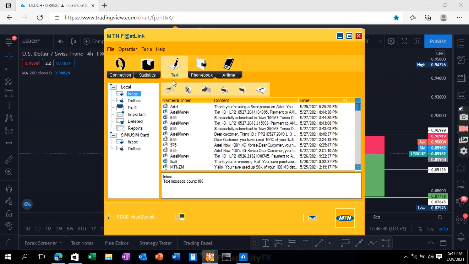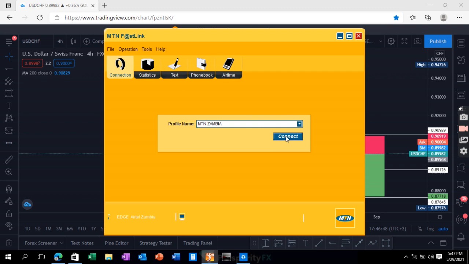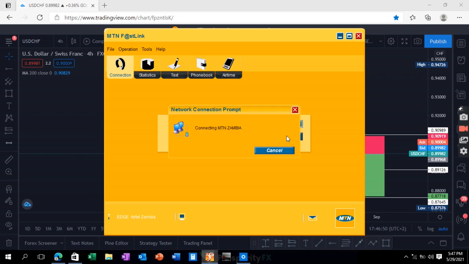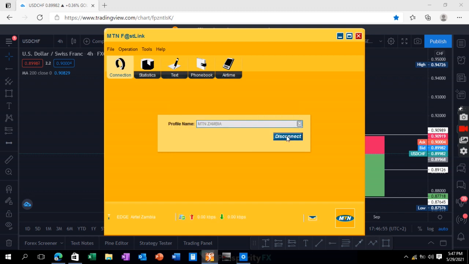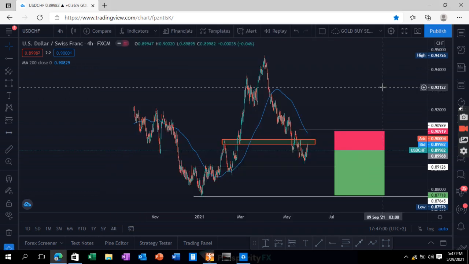Okay, the worst thing that can ever happen to you is letting your winner turn into a losing trade. Okay, that can be very, very bad. So always secure some profits once price has gone in your favor for some time.